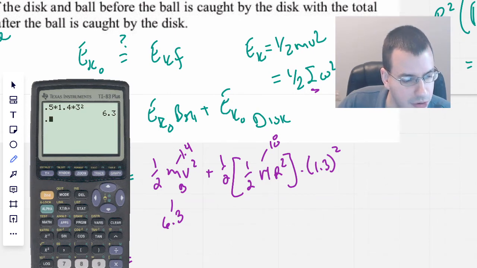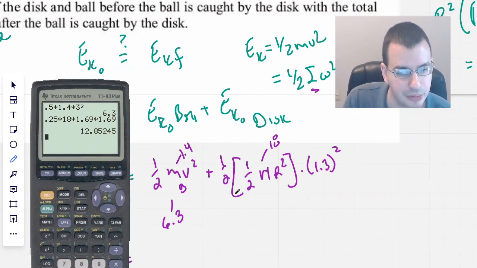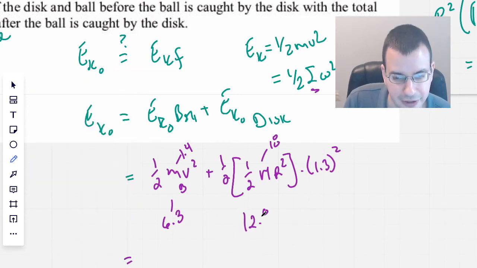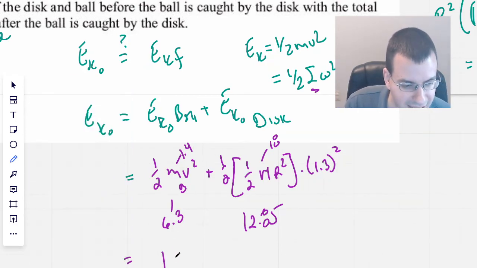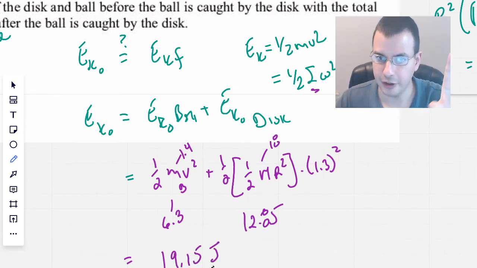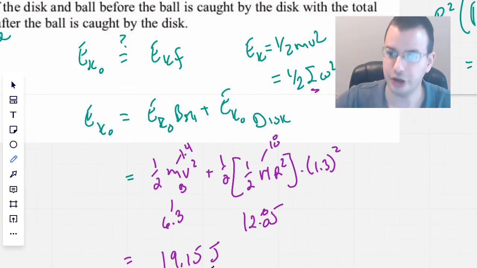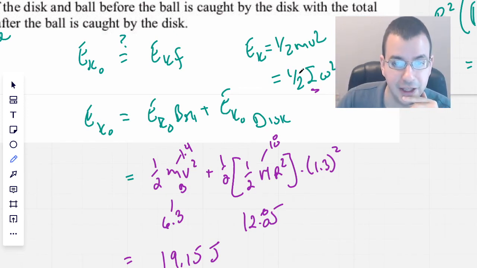And then this will be 0.25, which is 1/4, times 18 times 1.69, which is 1.3 squared. And then we'll have another 1.3 squared, which would be another 1.69. We get 12.85. Add those together, plus 6.3, and we get 19.15. That will be joules. You can combine the linear kinetic energy and the rotational kinetic energy together because they're both measured in joules. Even though the equations feel different, these things can be combined.